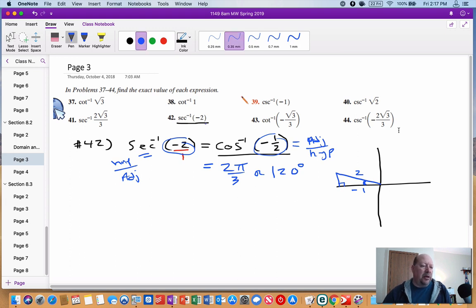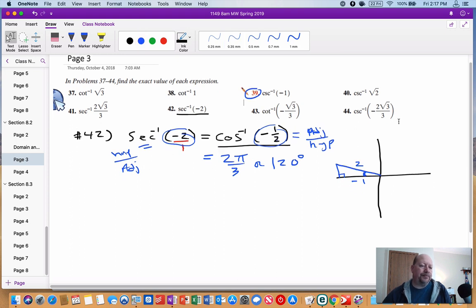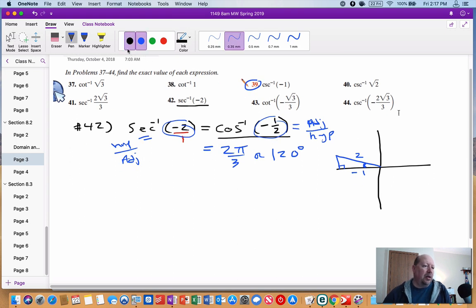Let's take a look at another one here. How about number 39? Number 39 says, what's the inverse cosecant of negative 1? Again, that's number 39. Inverse cosecant of negative 1.